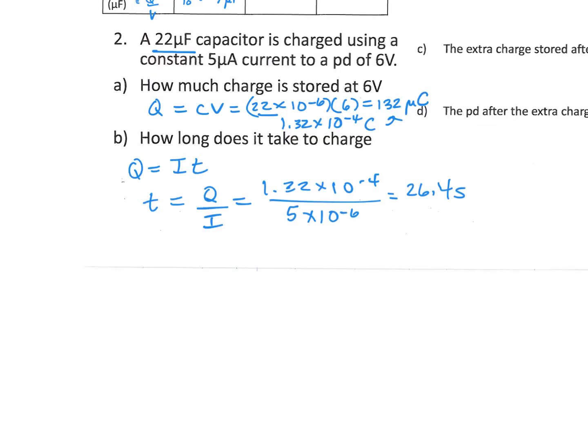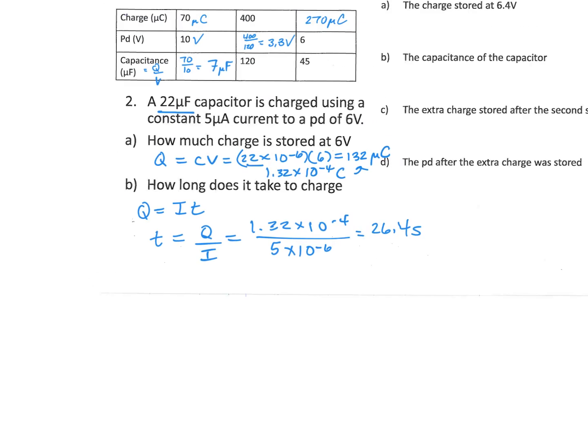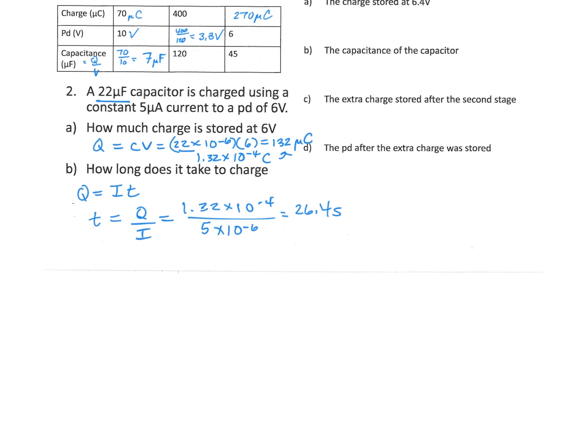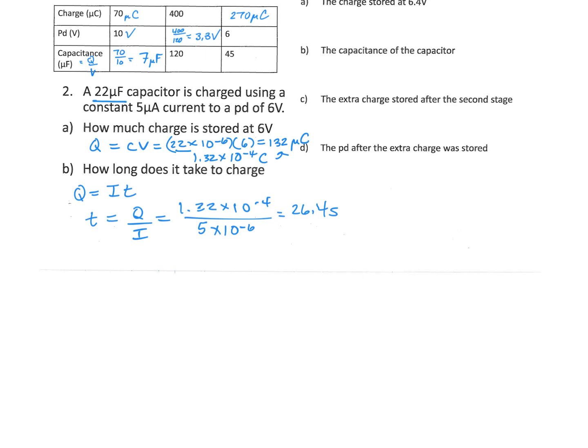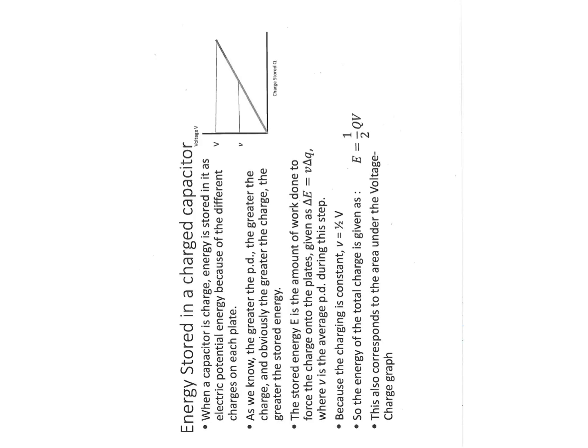You're not just doing 132 divided by 5, since they're both micro. Yeah, you could. All right, so I want you to do 3 on your own as part of your homework. So 3 is for your homework. And we're going to cruise on here. All right.